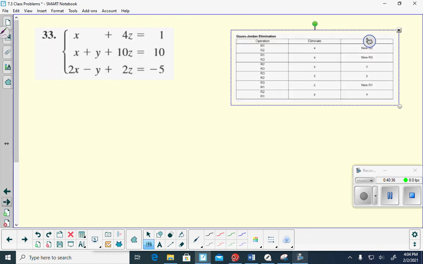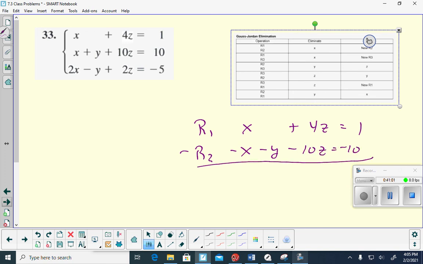Okay, number 33. Same process. I'm going to do row 1 and row 2 to eliminate the x. So row 1 is x plus 4z is equal to 1. Row 2, I'm going to multiply by the opposite, I guess. I'm going to have negative x minus y minus 10z is equal to negative 10. When I do that, I'm going to have negative y minus 6z is equal to negative 9.